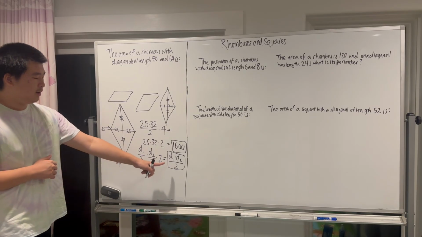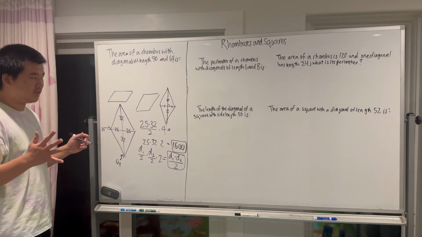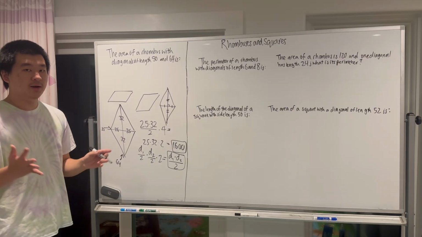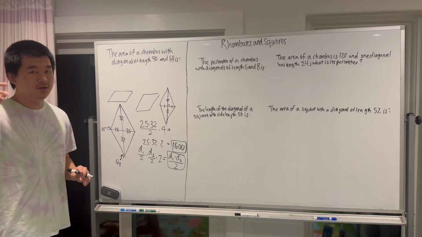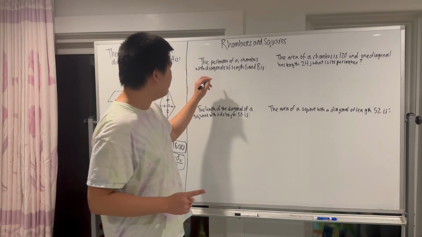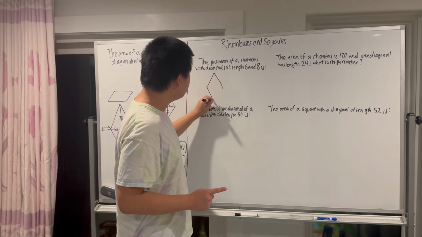Now, of course, the area isn't the only nice thing, because here we also create right triangles. And anytime you see right triangles, you should think Pythagorean theorem, which is what our next problem is about. Because here we have a rhombus with diagonals 6 and 8. So let's draw that out.